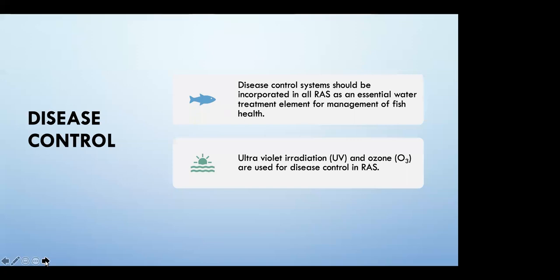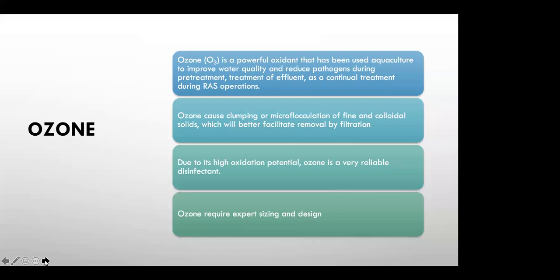Some of the common devices used are UV, or ultraviolet light radiation, and ozone, which is used in most RAS systems. Ozone is phenomenal. It is a very powerful oxidant. It can be used in aquaculture to improve water quality and clarity, and it works very well with many pathogens. You can treat your system water, but also you can treat the effluent before you discharge that water. Or you can even treat incoming water if you're worried about pathogens.